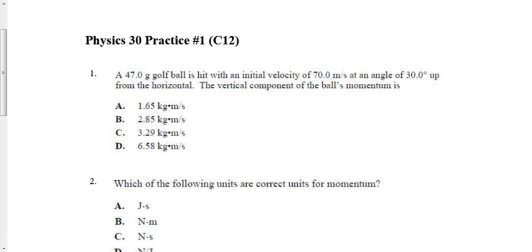Having a look at practice question set number 1. Starting with question number 1. It says a 47-gram ball. Right away, I'm going to circle that, right? I don't want grams. A 47-gram, 0.047 kilogram ball is hit with an initial velocity of 70 meters per second at an angle of 30 degrees up from the horizontal. What's the vertical component of the ball's momentum?